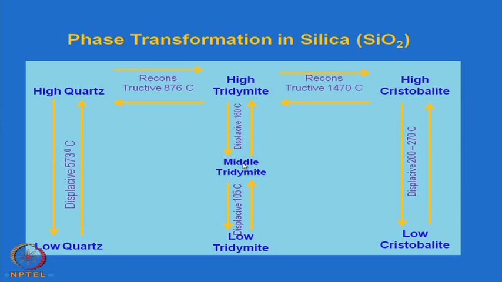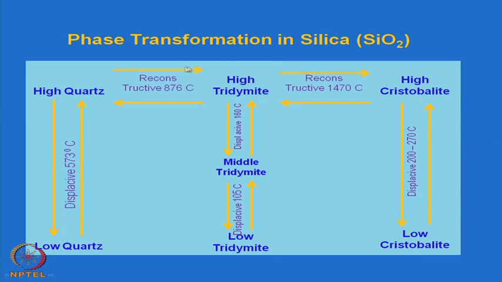Now, this high tridymite, once again if you cool below about 160 degree centigrade, you will find another phase forms, which is called beta, a middle tridymite, and still below around 100 degrees centigrade, it goes to low tridymite. Here also the cristobalite goes to a low cristobalite phase, which is different from the high cristobalite, at a much lower temperature, around 270 degree centigrade.